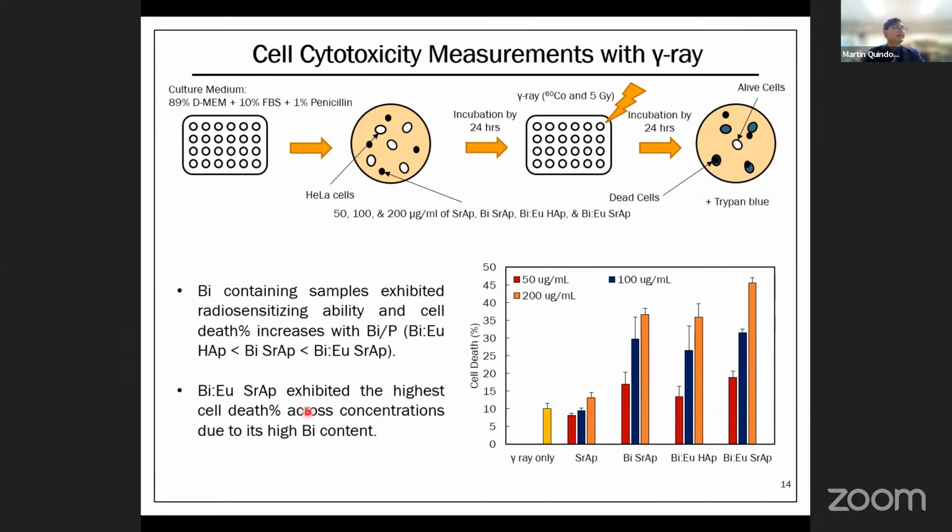So in the end, we can say that the bismuth europium strontium apatite exhibited the highest cell death percent across concentration due to its high BI content, therefore successfully solving our problem of the low BI substitution efficiency.